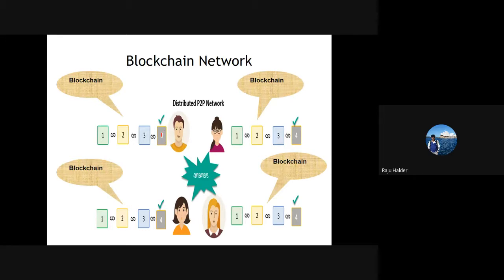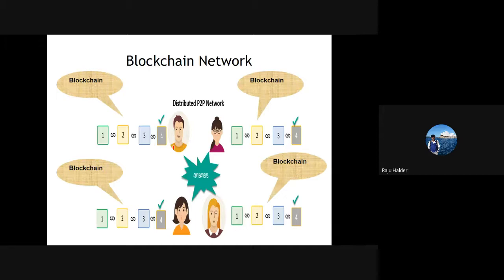Suppose this person wants to add a new block of information here. When a new block of information is added in this blockchain, to the local copy of the user, the similar kind of addition should also happen with the other copies, with other participants also, right? Otherwise, the information will not be consistent across the network.